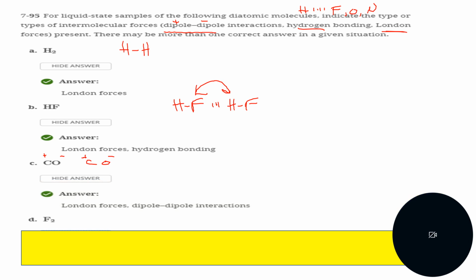F2, it's a lot like our first one. It's a very nonpolar molecule. There is no positive or negative end to this particular molecule. So really all we have at play here are London forces.